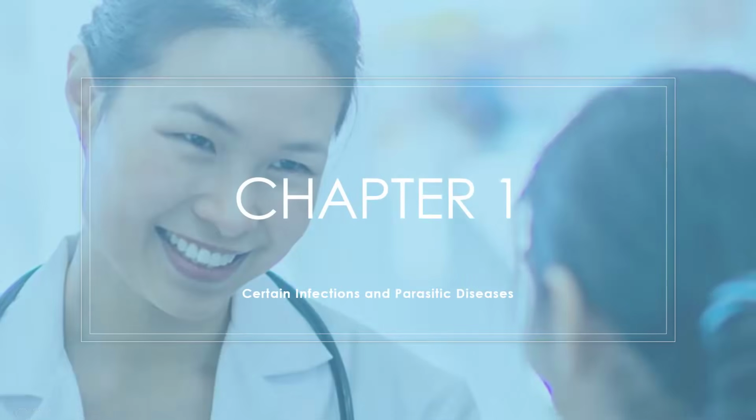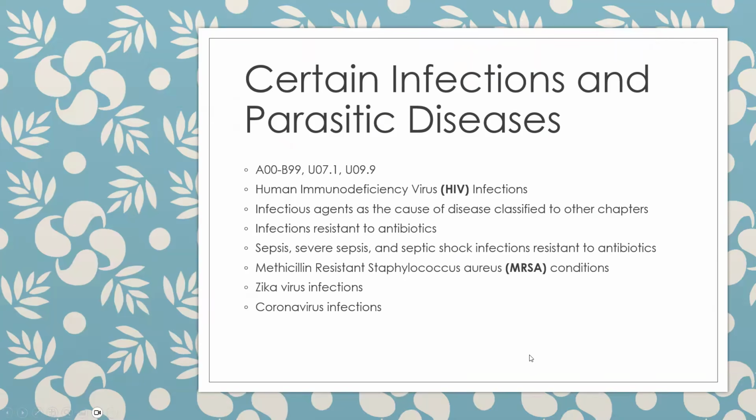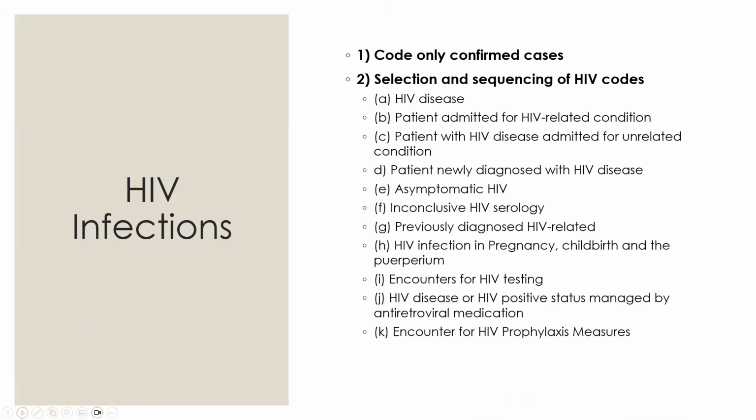Chapter 1, Certain Infections and Parasitic Diseases. When we talk about Chapter 1, this includes A00 through B99, U07.1, and U09.9. The human immunodeficiency virus, HIV, infectious agents as causes of diseases classified to other chapters, infections resistant to antibiotics, sepsis, severe sepsis, and septic shock, methicillin-resistant Staphylococcus aureus or MRSA conditions, the Zika virus, and the coronavirus infections.